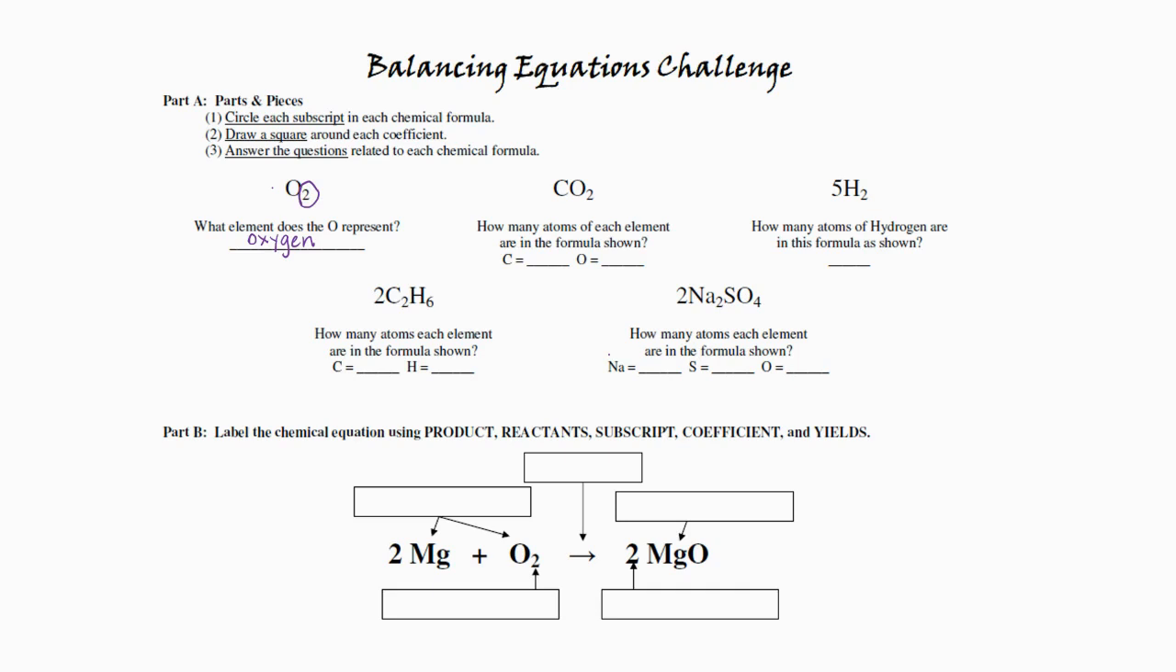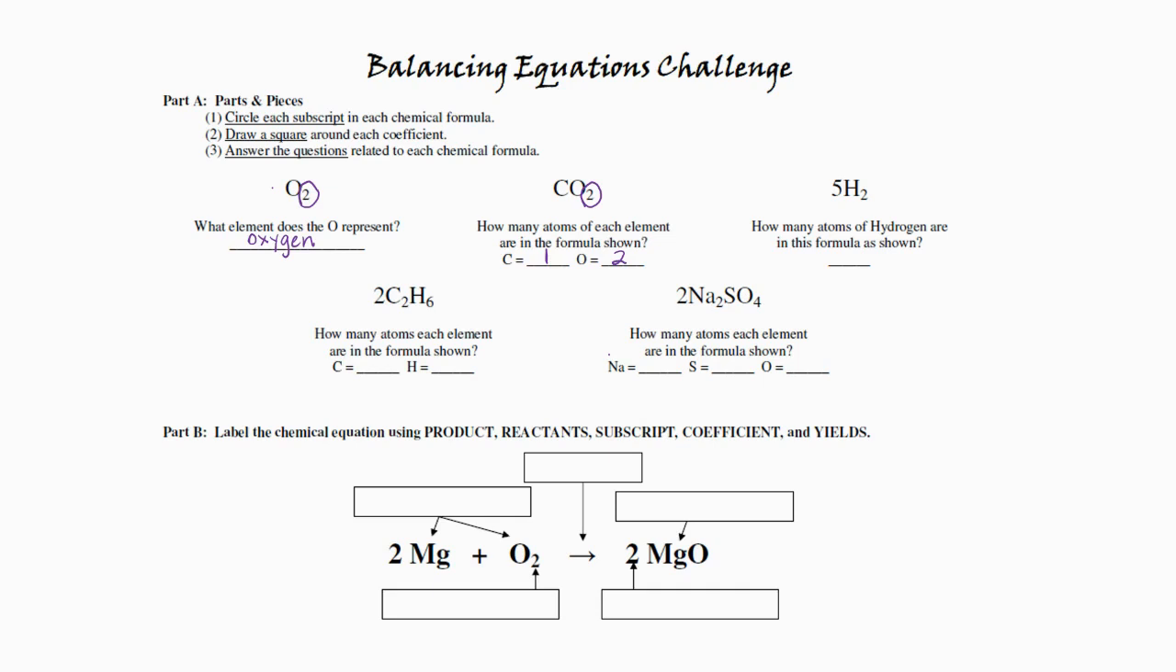Okay, let's look at the next one here. It's CO2. This is carbon dioxide. And it says circle each subscript. So we have a 2 here. And now it says how many atoms of each element are in the formula shown. So because there's no subscript after the carbon, we can assume that there's a subscript 1 there. So there's 1 carbon in this formula. And then the subscript 2 on the oxygen means that there are 2 oxygens. So notice the subscript is going to come after the element.